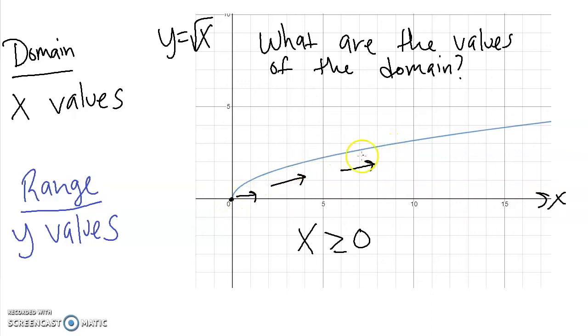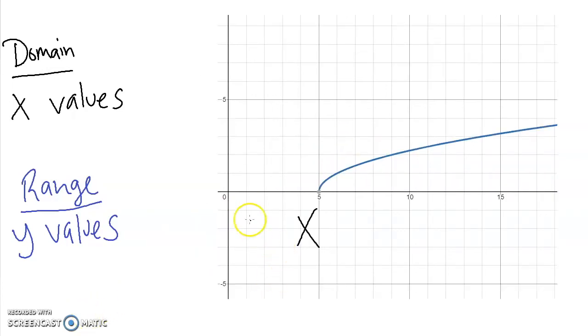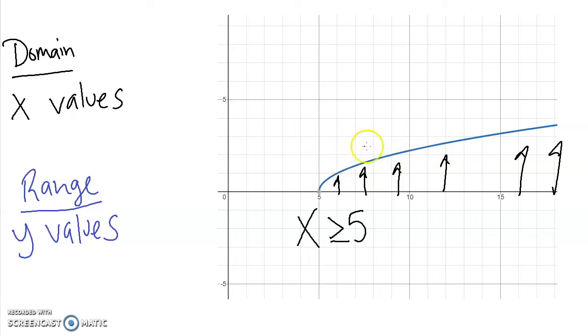For this graph, you can see that our vertex moved from 0 to 5, and because it starts at 5, you can say that the domain is going to be x is greater than or equal to 5. For the basic fact that starting at 5, anything that's greater than or equal to it in the x direction has a value that can reach up and touch our graph. Any number greater than 5 has an x value that is associated with it.